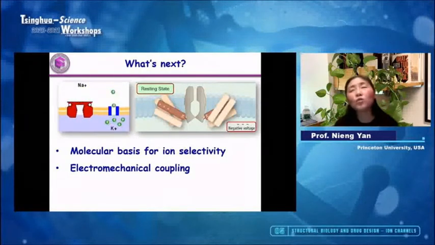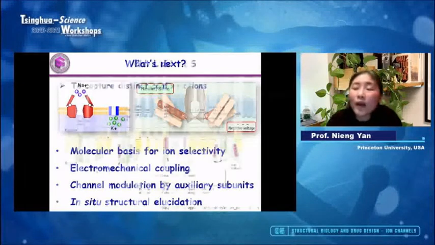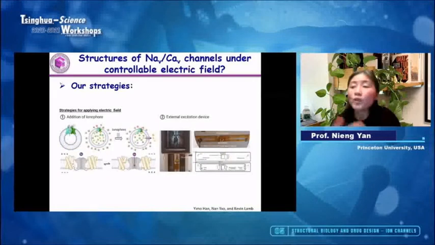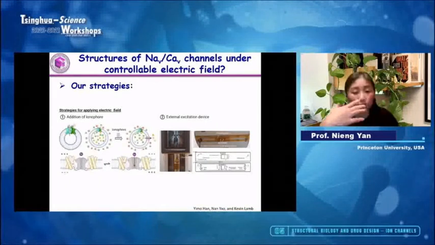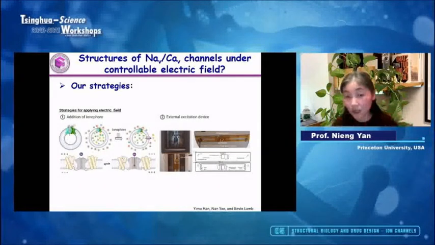But for the resting state, we've tried. You cannot imagine how many mutations or chemical modifiers we've tried. But the structures always remain the same, like the inactivated state. So we asked, why don't we invent some new method to apply an electric field to the channel directly? When I moved to Princeton in 2017, this has been my major research aim: to invent a new method for cryo-EM study, to create more conditions for sample preparation.